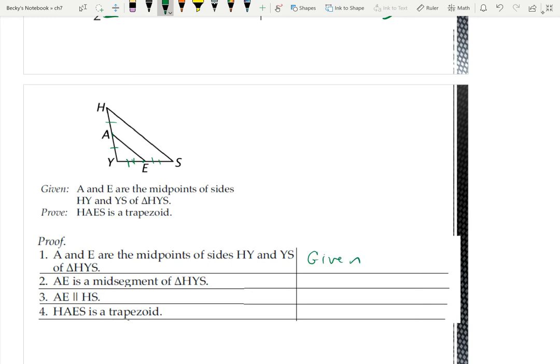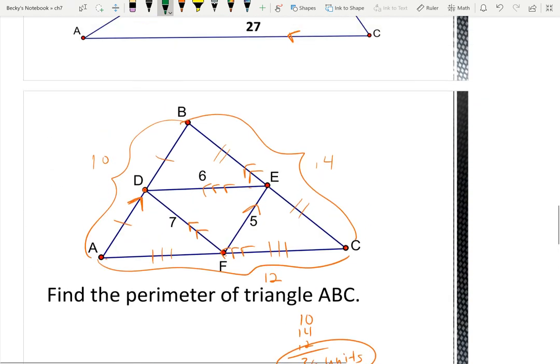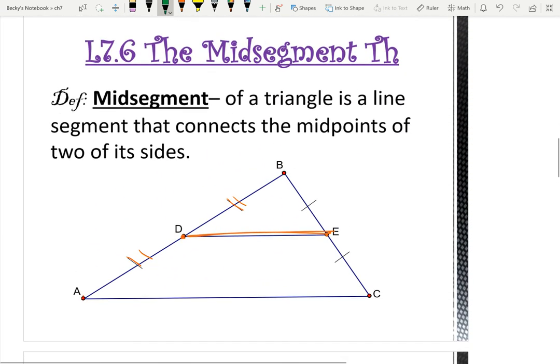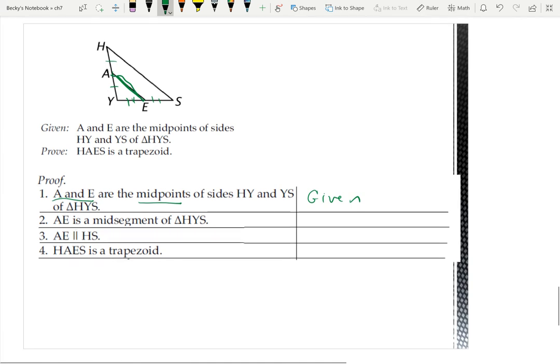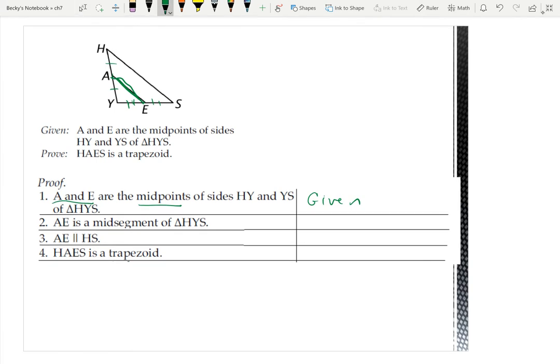All right, so we need to prove that AE is the mid-segment. Well, how do we know that? Well, they tell you that A and E are midpoints. So this is just a mid-segment. Let's go back and look at the definition of a mid-segment. A mid-segment of a triangle is a line segment that connects the midpoints of its two sides. Okay, so since they tell you that A and E are the midpoints, then AE is the mid-segment. Perfect. So definition of mid-segment.